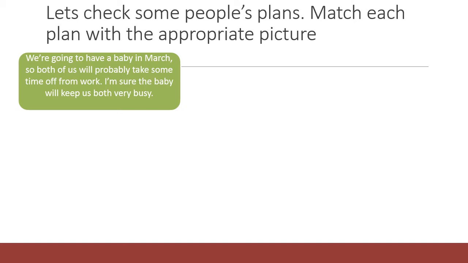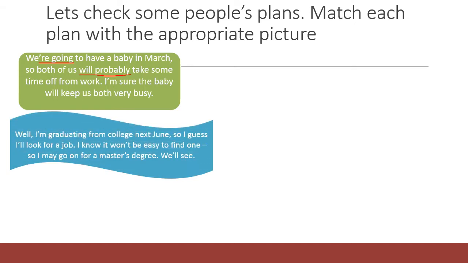So notice here, we're using the present continuous. We're going to have a baby for already made plans. You cannot change that. And here is the probability. We'll probably take some time off from work.